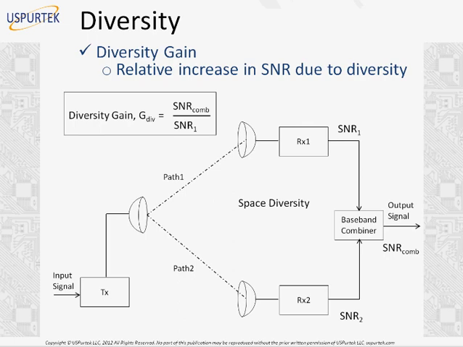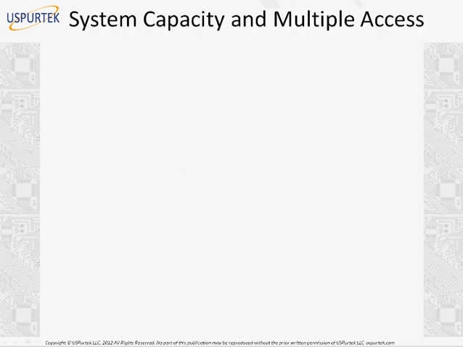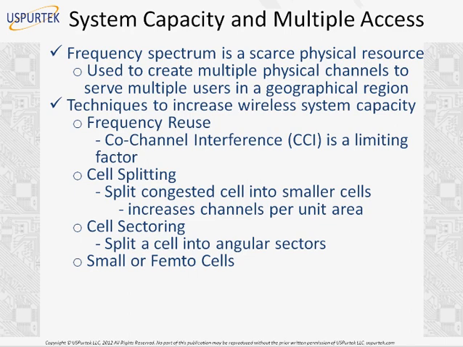Now, if you have two receive antennas, RX2, the combination provides you with improved signal-to-noise ratio, SNR combo. So the ratio of SNR combo to SNR1 is the diversity gain. I hope I clarified this. It is the relative increase in SNR that you achieve due to any diversity scheme. I have given the example of space diversity, but this formula applies to any diversity scheme. You simply see what is the benefit of having a diversity scheme.